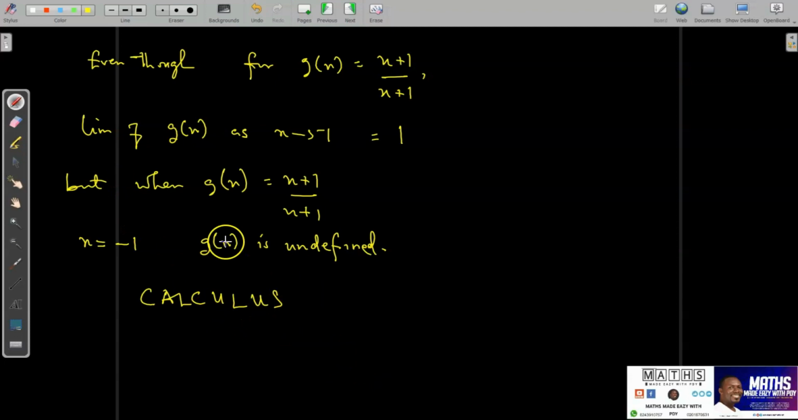So limit of a function is a tool which is used to learn calculus. Again, limit of a function is simply a tool which helps you to determine how far a function exists at a given point. That's the whole concept of limit of a function.